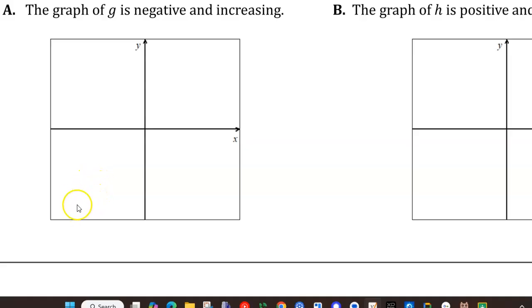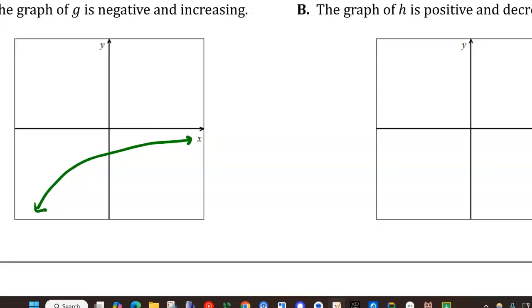How about something like that? Right? So this is both negative and increasing. It's staying below the x-axis, but still going upwards. But it never goes above the x-axis. So you see my arrow, it just kind of keeps on going this way and stays below. But you could draw many different graphs. That's just one of them.